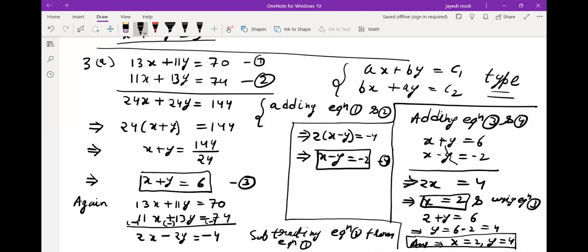This was the method to solve the equations of the type ax plus by equals c1 and bx plus ay equals c2.